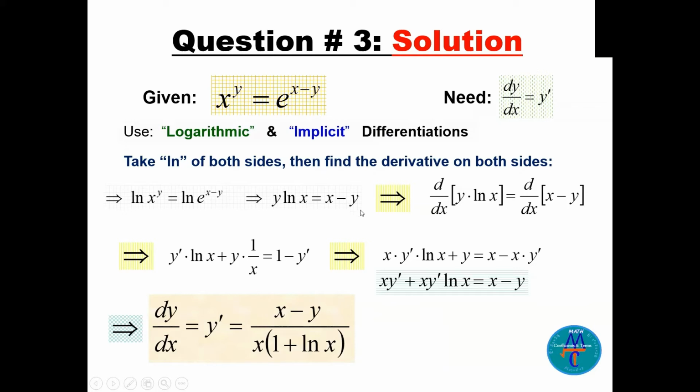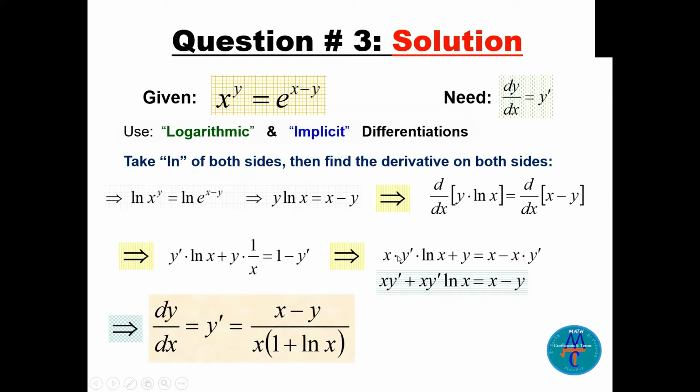Now we find the derivative of this simple equation. So the derivative of y times ln of x will use the product rule. You know now the product rule. So it will be y prime ln of x plus y times 1 over x, the derivative of ln of x. On the other side, the derivative of x will be 1 and the derivative of y will be y prime.